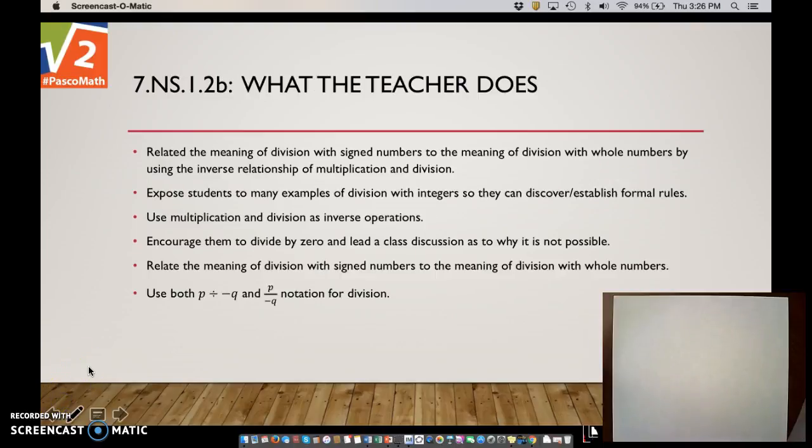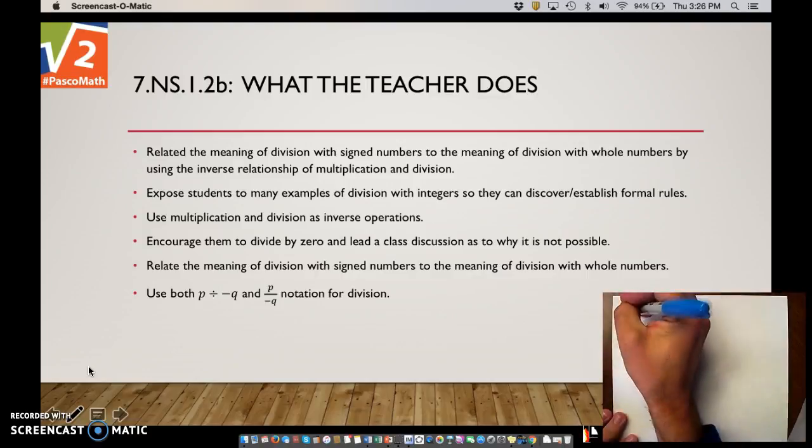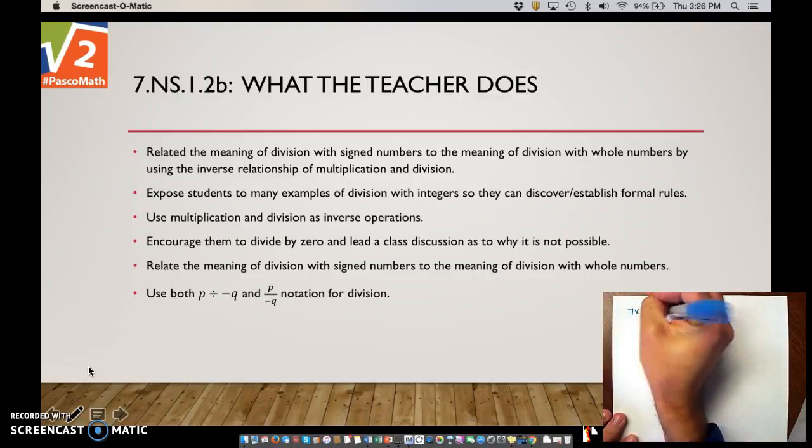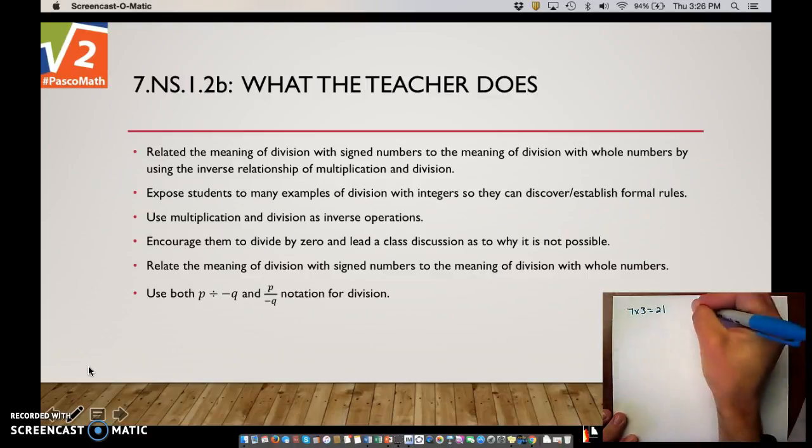So now let's focus a little on what the teacher should be doing in the classroom. The first thing is to relate the meaning of division with signed numbers to the meaning of division with whole numbers, using the inverse relationship of multiplication and division. We can start as simple as 7 times 3 equals 21, and we know that 21 divided by 3 gives us 7. So we have that inverse relationship going on.